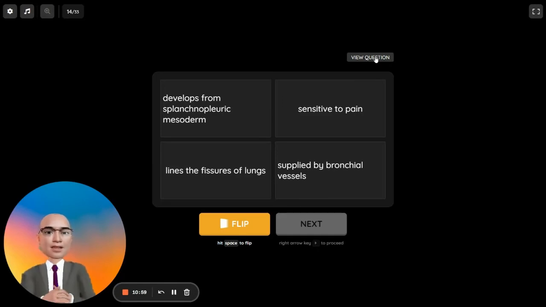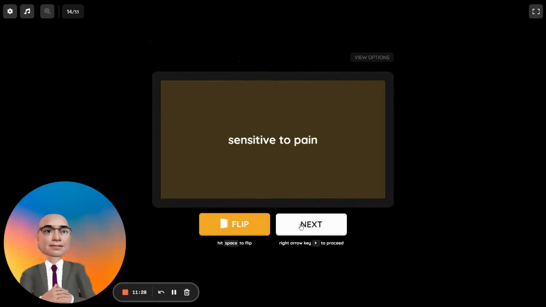The parietal pleura does not line the fissures of the lung. The visceral pleura lines the fissures of the lung, and it is supplied by the splanchnic vessels, that is bronchial vessels. These are not supplying the parietal pleura, but the branches from the intercostal arteries supply the parietal pleura. That is why the true statement amongst these is that the parietal pleura is sensitive to pain.